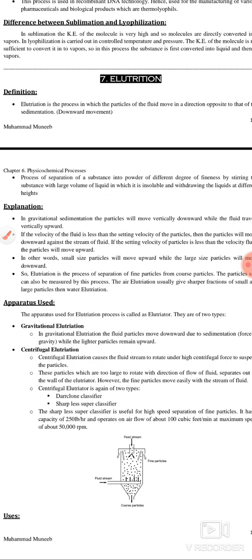So what did we study? We saw the definition that elutriation is a separating technique in which you separate your denser particles from the lighter particles, on the basis of their density, their volume, their velocity, and their shape and size, etc. It is a process in which you separate the fluid from the particles by moving them in the opposite direction.